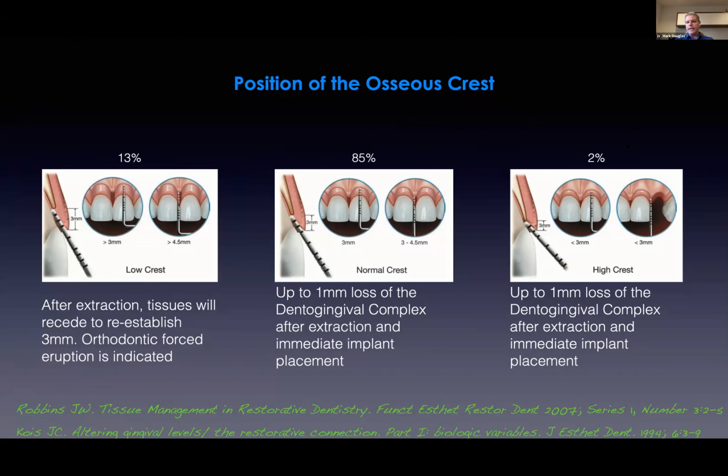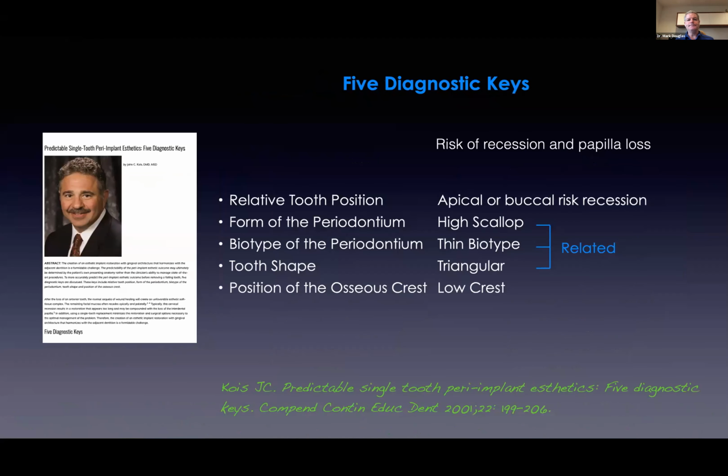And on the other end of the spectrum, we have just 2% of the population who are high crest. These are the patients who are prone to biologic width violation. If you place a crown margin at the level of the gingiva within 2.5 millimeters of the bone, you'll wind up with chronic inflammation. And so with these patients, if you get up to about 1 millimeter loss of that dentogingival complex, and the bone goes back to the normal level, then you would have harmonious gingival margins when you're finished with your final restoration.